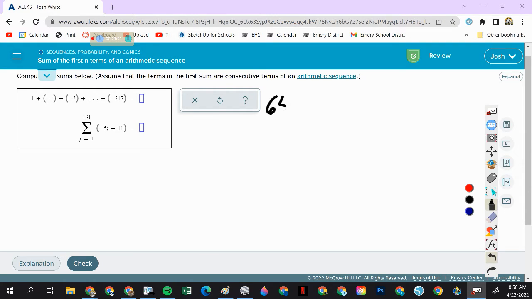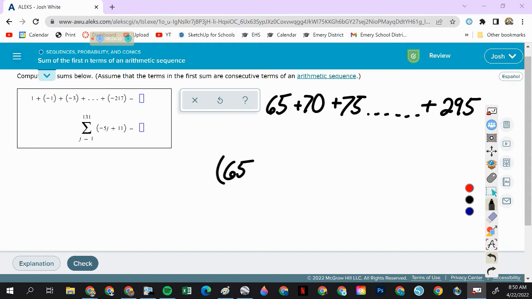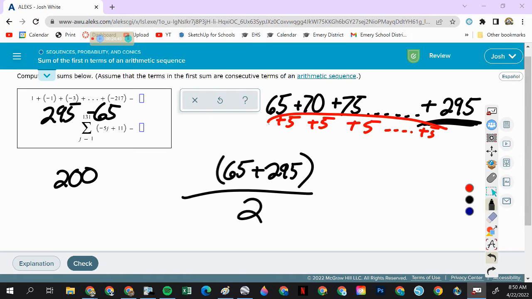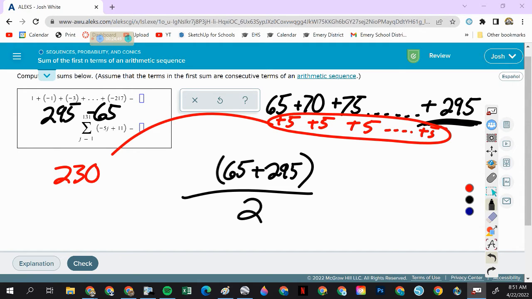Okay, let's say we had 65 plus 70 plus 75 plus up to 295. So the formula is going to be 65 plus 295. All I need to know is which day is that. So I take 295 and I subtract 65. So 295 minus 65, oops, is 230. So right here I have plus 5, plus 5, plus 5. If I add up all the plus 5s, I get, oh, I wrote 200, but it's actually 230. Okay? So all of my plus 5s add up to be 230.